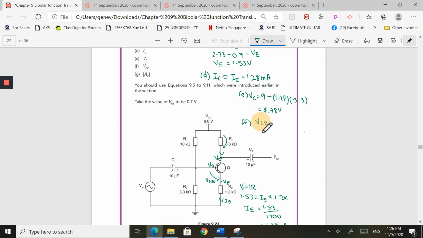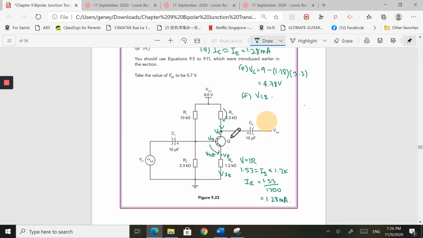VCE, if you remember, is the voltage drop between the VC and VE. Previously it has been given to you, but now they want me to calculate it. To calculate VCE, I take VC minus VE. The voltage here, take away the voltage here, I will end up with the voltage drop. How much was used to cross from VC to VE?